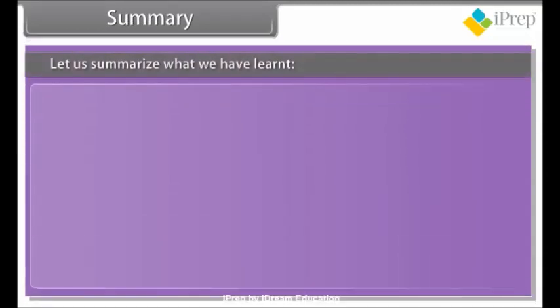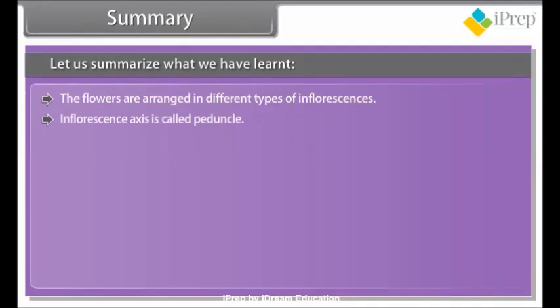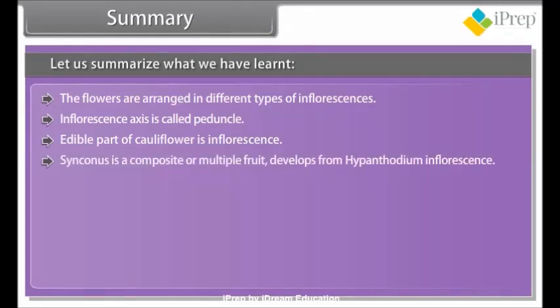Summary. Let us summarize what we have learned. The flowers are arranged in different types of inflorescences. Inflorescence axis is called peduncle. Edible part of cauliflower is inflorescence. Cinchonus is a composite or multiple fruit, develops from Hypanthodium inflorescence.